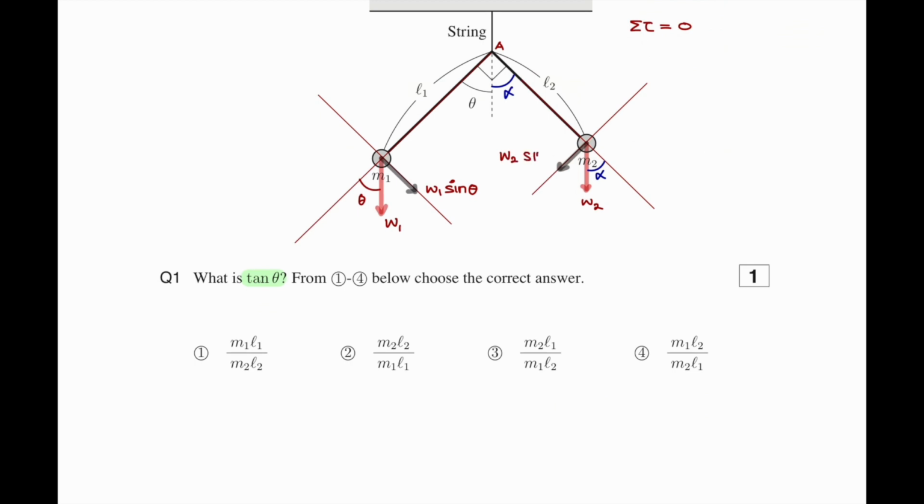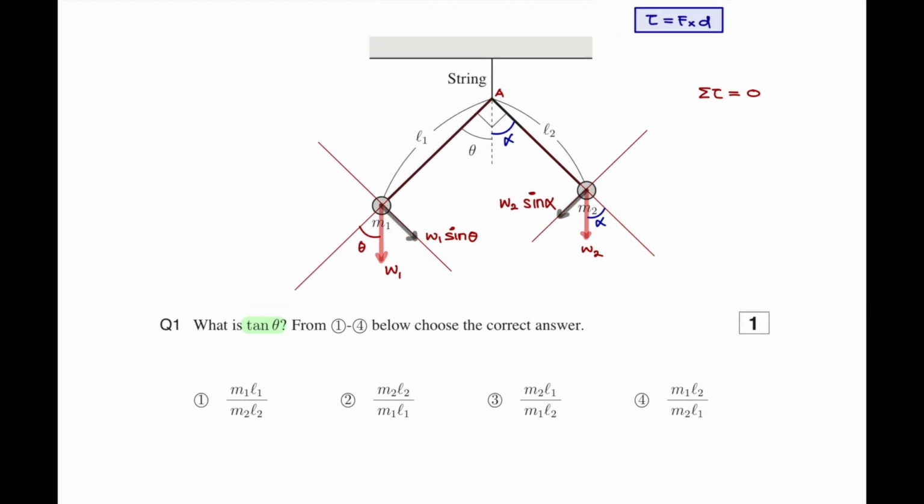W2 sin alpha. And then since the system is in equilibrium, the net torque about pivot A must equal 0. You can see that W1 sin theta will produce counterclockwise moment, and W2 sin alpha will produce clockwise moment. So if I assume counterclockwise to be positive, then the clockwise one is negative.